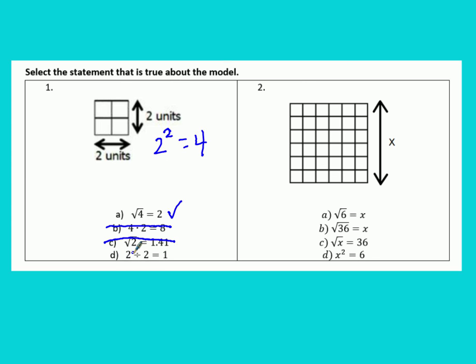Last one we have is 2 divided by 2 equals 1. Well, if we're talking about the area of a square, we want to multiply the lengths, so we're never going to be dividing the lengths. So this is trying to trick you.